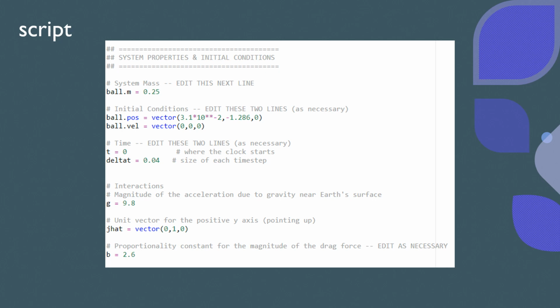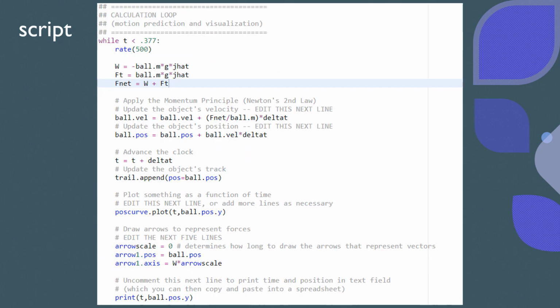Here's the script. These are the initial conditions as described before, with the initial position and so forth, as well as the drag coefficient down here that was found and described previously in the previous slides.